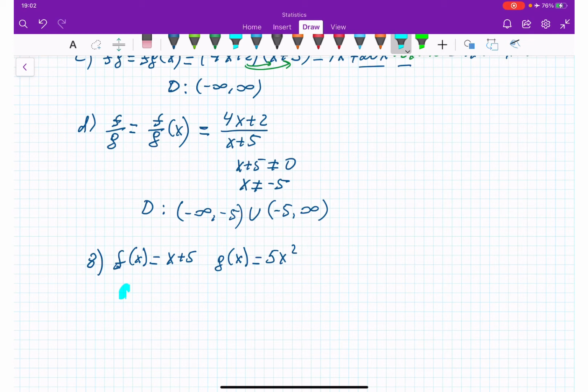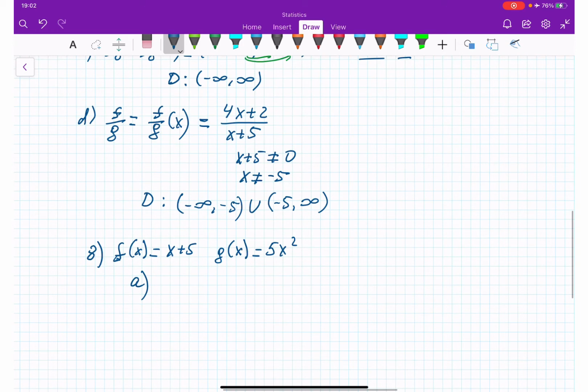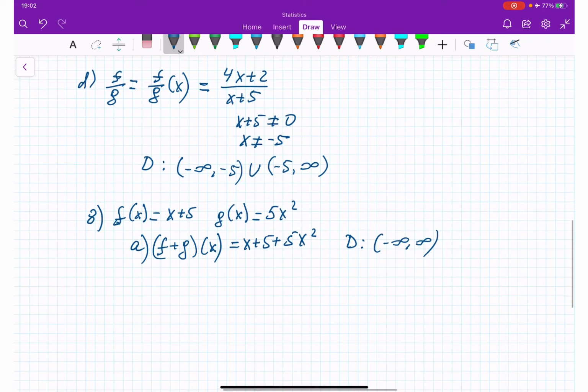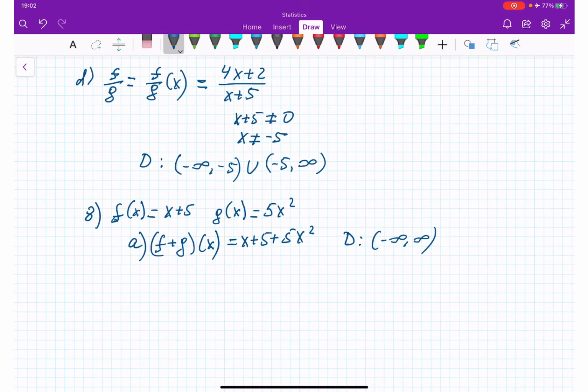A. f plus g of x is equal x plus 5 plus 5x squared. Nothing special. And obviously domain is going to be negative infinity, positive infinity. We know why, right? No division with x and no square root.